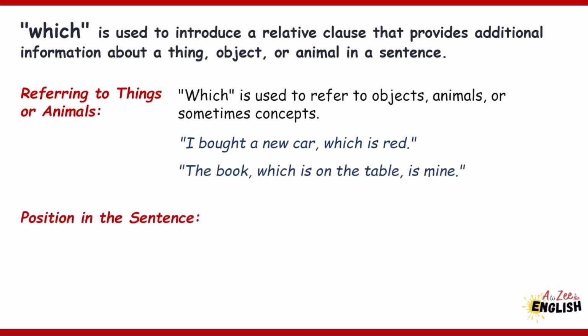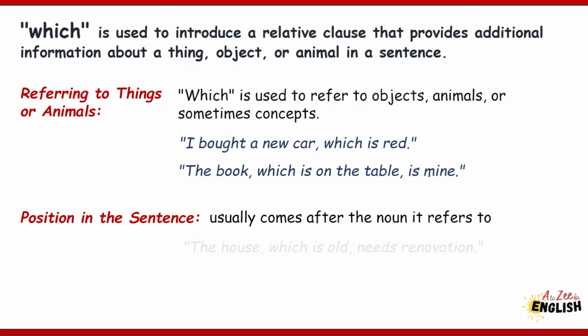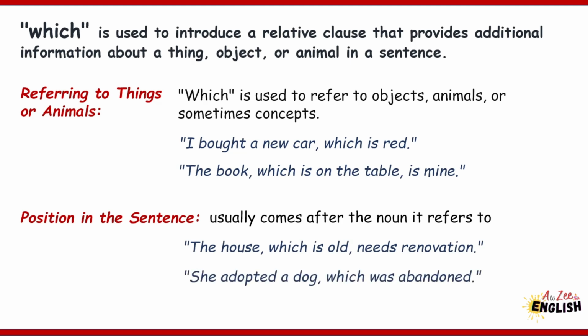Position in a sentence. So which usually comes after the noun it refers to. For example, the house which is old needs renovation. She adopted a dog which was abandoned. So which usually comes after the noun. In these examples, house is a noun and dog is a noun. So which comes after the noun.